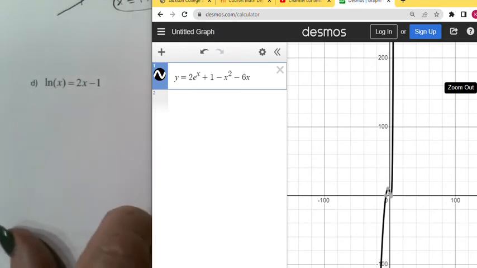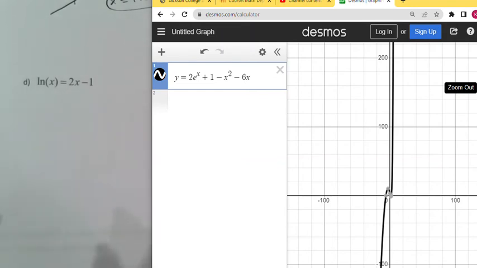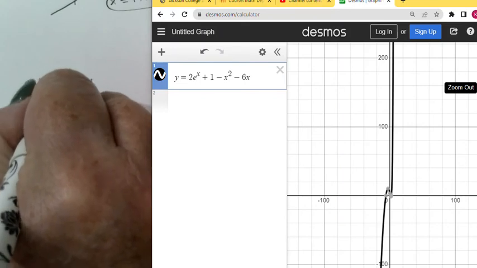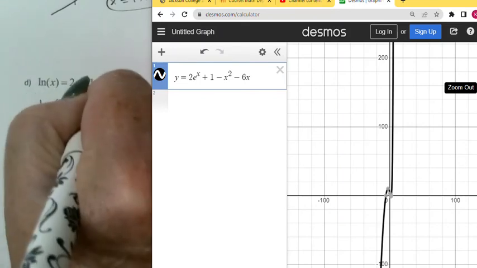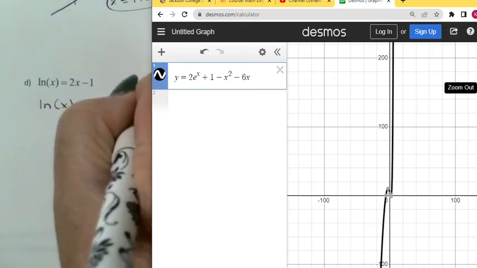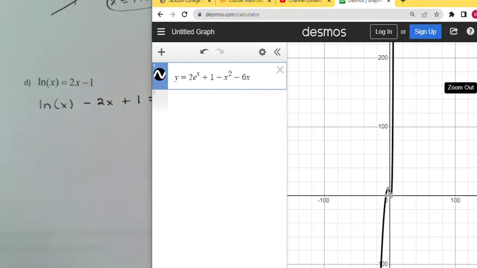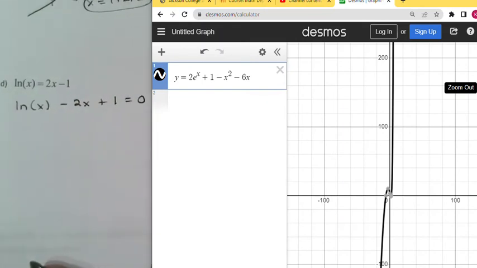One more equation over here. Natural log of x equals 2x minus 1. Natural log of x minus 2x plus 1 would equal 0. So there's the function that I need to graph.